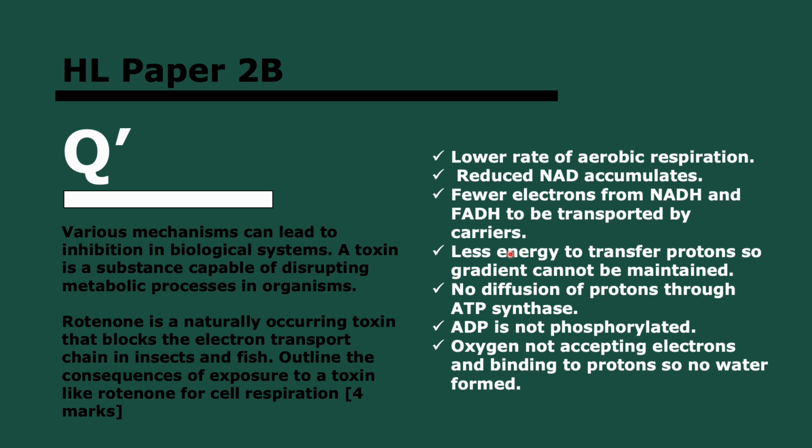Also, if we can't move electrons through the carriers, we can't transfer protons, because that requires that energy. So we're not going to be able to maintain a gradient. Therefore, no protons are going to go through the ATP synthase because there's going to be no gradient, and ATP is not going to be created. And finally, oxygen, which normally accepts the electrons at the end of the chain, is not going to be able to do anything because there's not going to be any electrons flowing through. So you see the idea here. It's just giving everything in the negative.